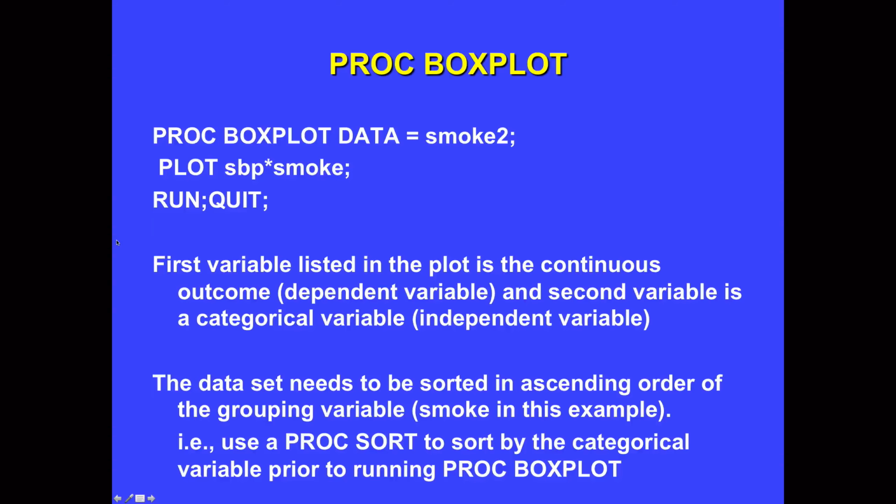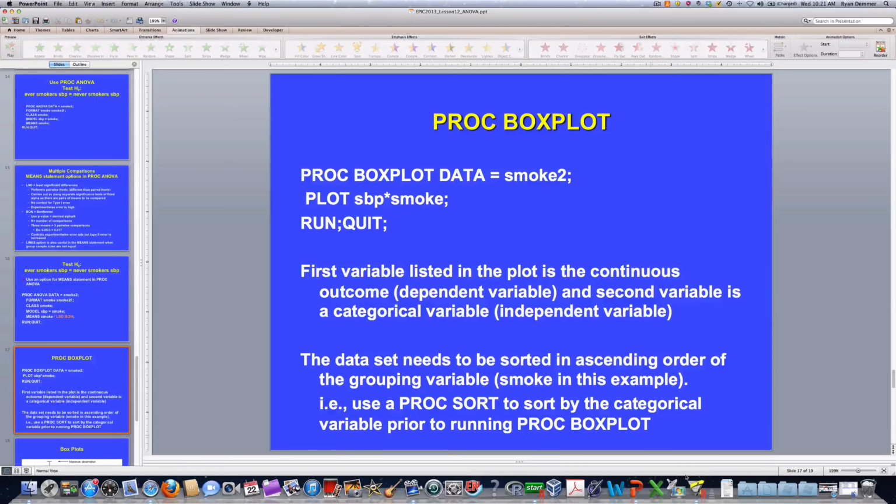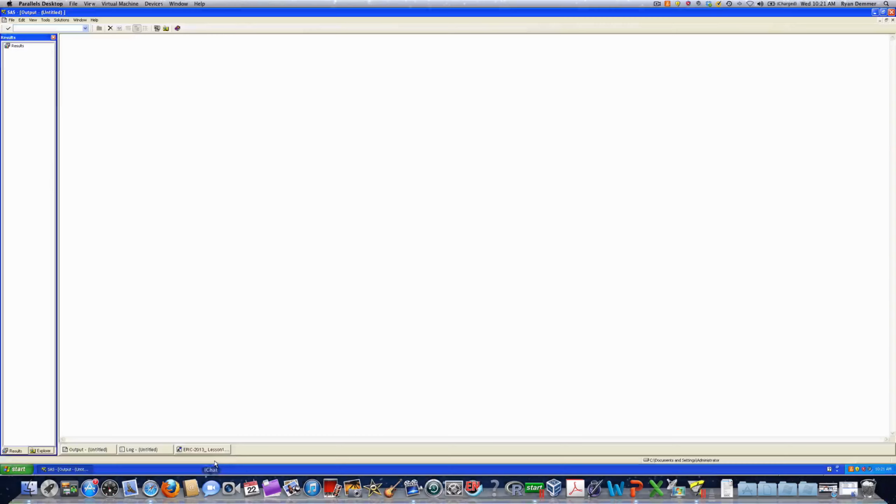One important note about boxplot is that the data needs to be sorted in ascending order of the grouping variable, or in other words, the explanatory variable, which is smoke in this example. So prior to running this box plot, you need to make sure that the data set is sorted by smoking status. In most cases, it's unlikely that it would be, so you would simply use a proc sort to get the data set sorted, and then run your box plot. We can go over to SAS and take a look at that.